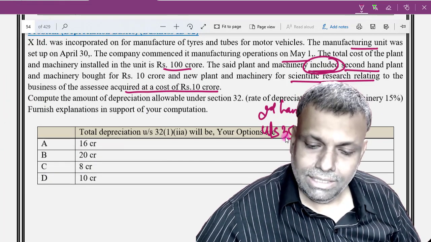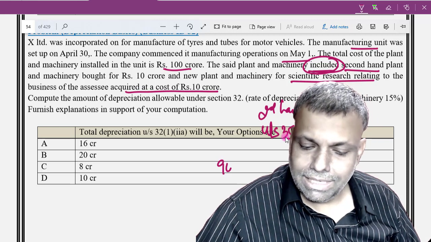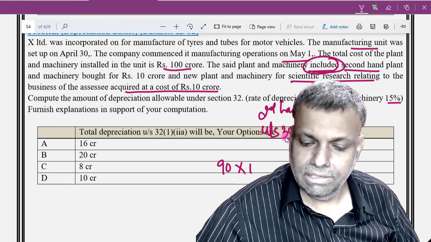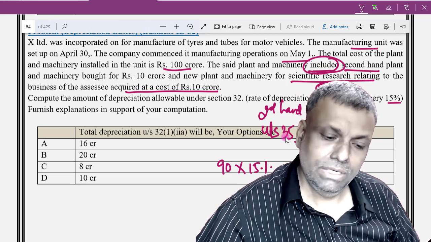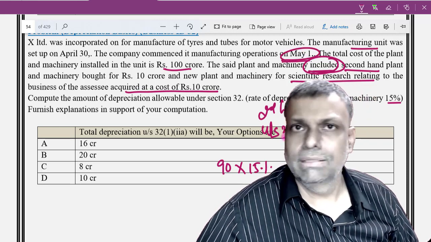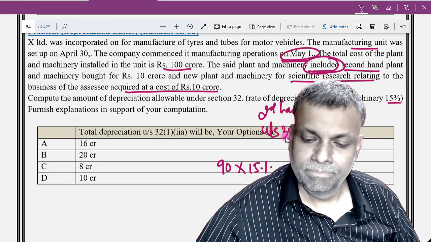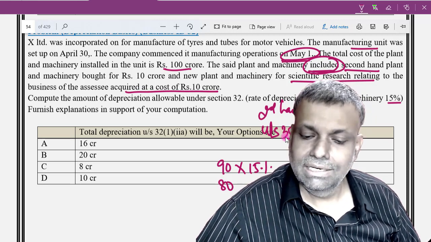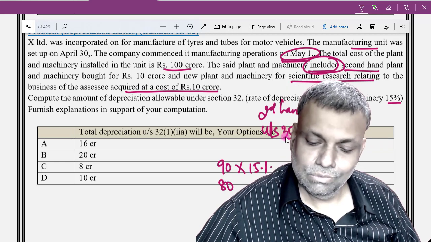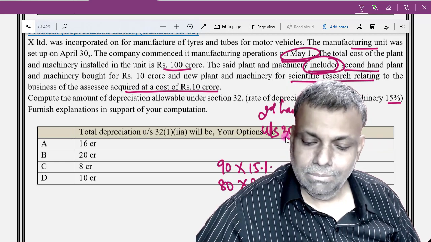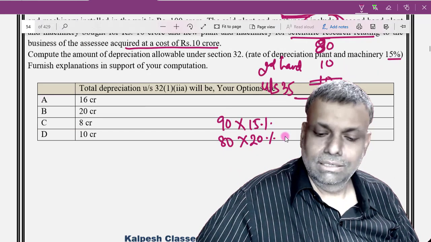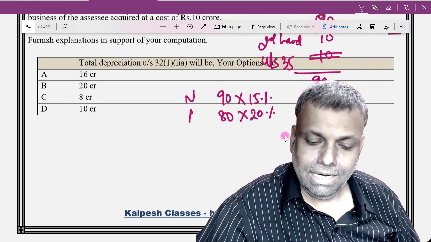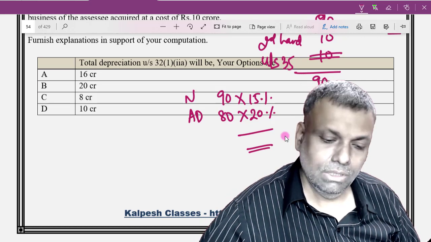Now your total depreciation will be 90 multiplied by, is there a rate given? 15% is already given. Okay, half rate, full rate, let me check. You started the operation in May, so it will be full rate. And on the second hand asset you will not get additional depreciation, so only on 80 you will get it, multiplied by 20%, and you will get additional depreciation accordingly. So normal depreciation, additional depreciation, and the total will be total depreciation.